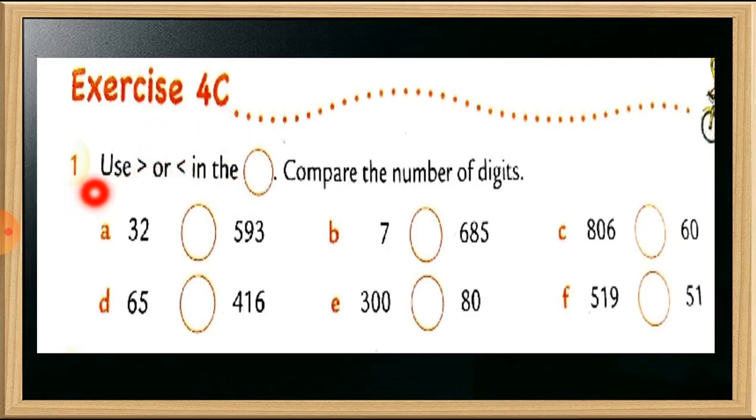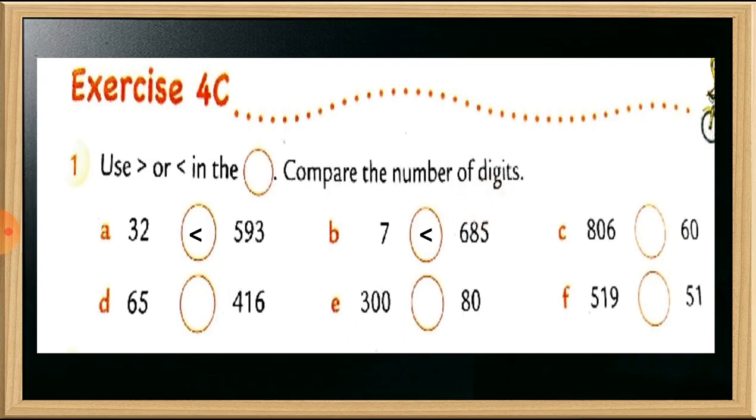Question number 1. Use these two symbols and write down in the circle. Compare the numbers of digits. Number A, 32 and 593. Which is big? 593 is big. Number B, 7 at the left side and 685 at the right side.